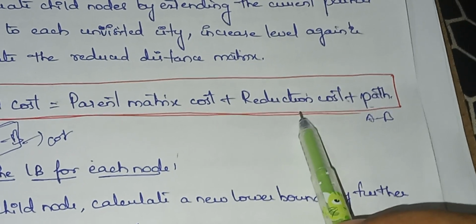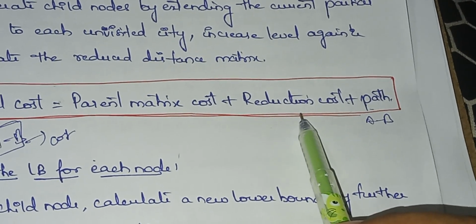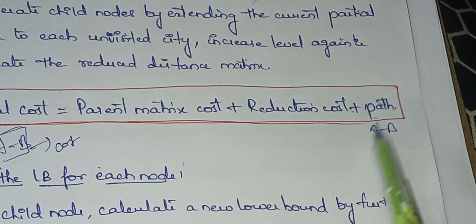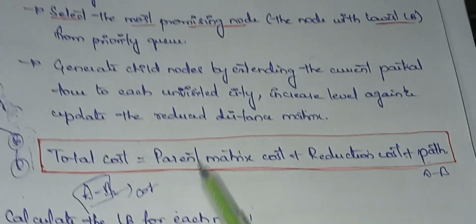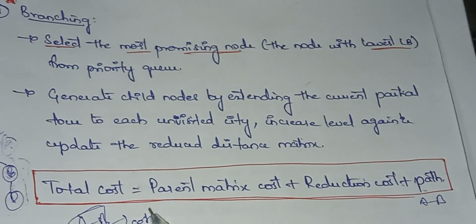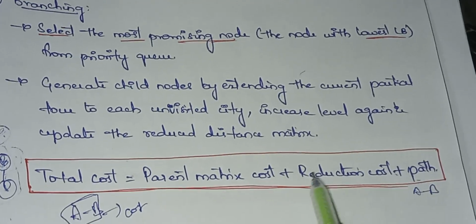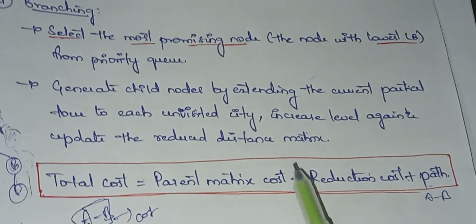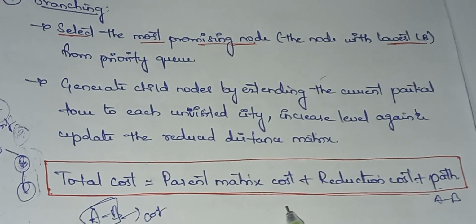Reduction cost is the elimination of the smallest elements from each row and each column once a distance matrix is built between these two nodes. So that is the formula. This formula is very important: total cost equals parent matrix cost plus reduction cost plus path. We will be discussing this in detail in the example, and you will know how to calculate this.